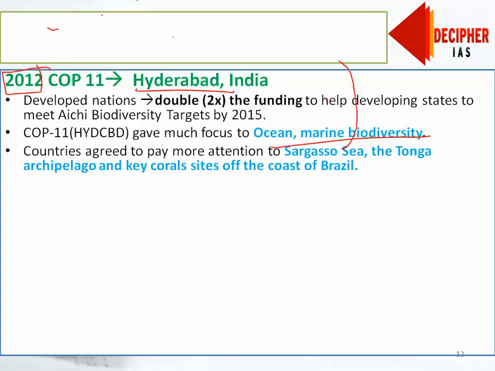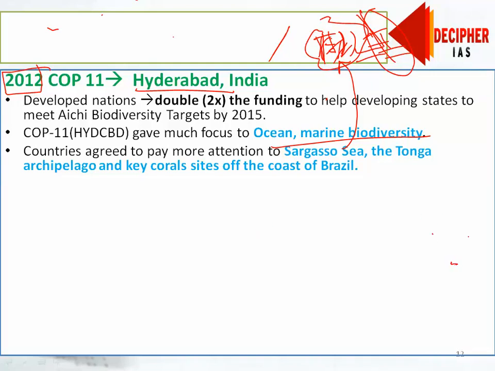The Sargasso Sea is between North America and Europe. So here there is the Sargasso Sea because here the water is still, and Sargassum species grow a lot. So this is called the Sargasso Sea. Then we have the Tonga Archipelago.